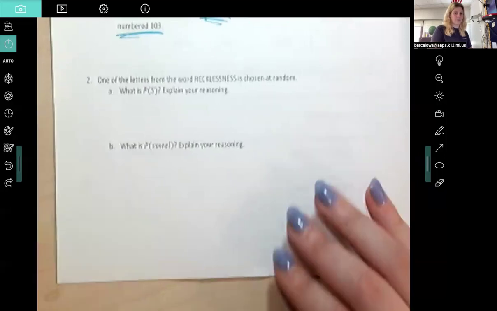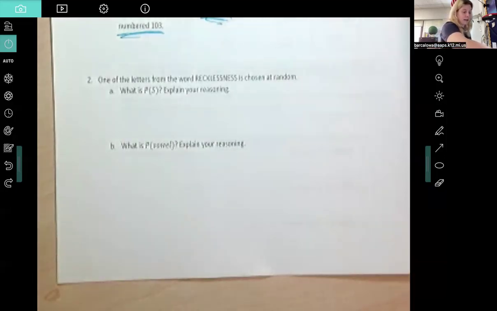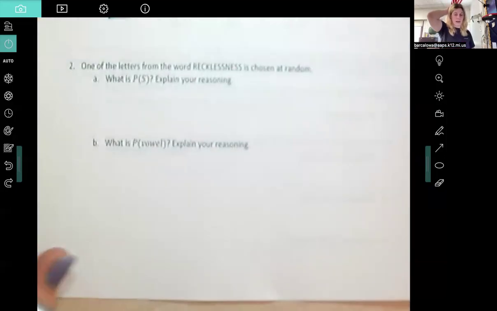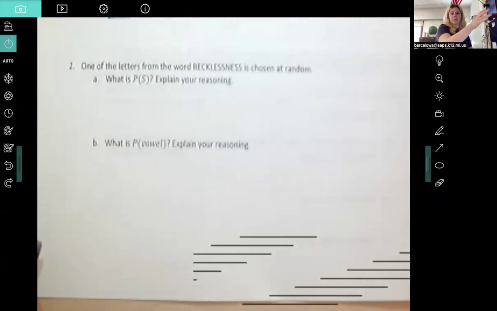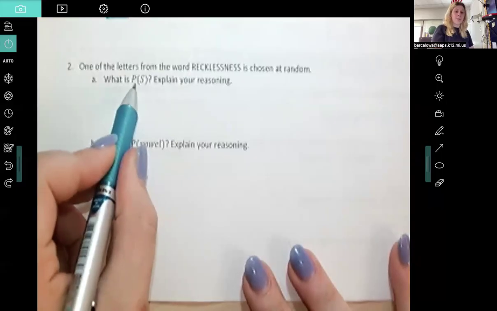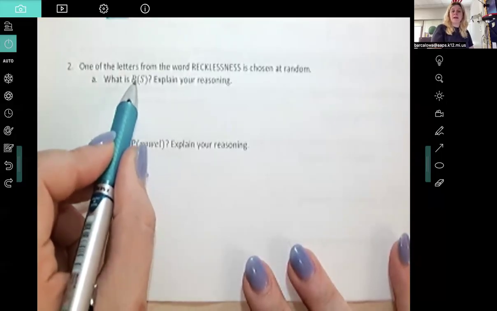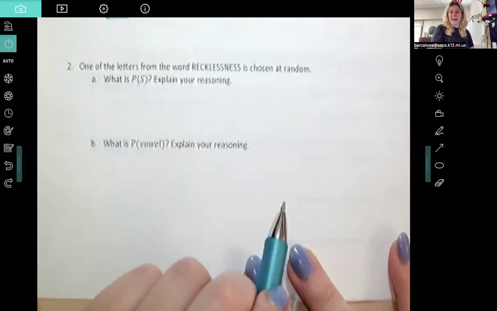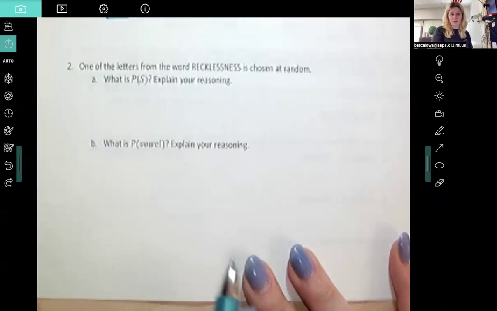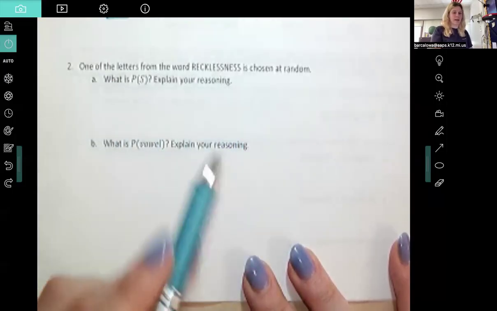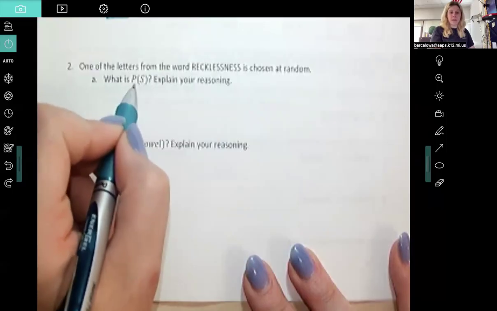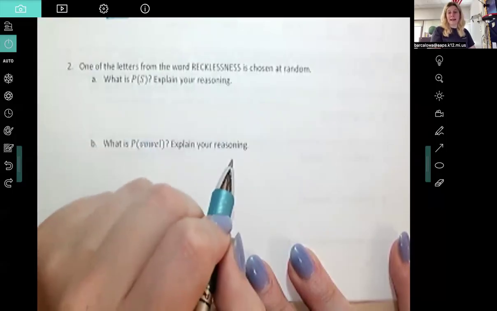One of the letters from the word recklessness is chosen at random. Don't be reckless on your test. Check all your work. What is the probability that the letter chosen is S? That's how you read that. One of the letters is chosen at random. What is the probability that the letter is S?